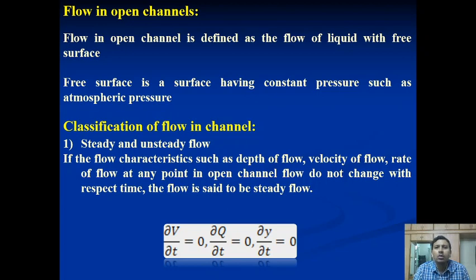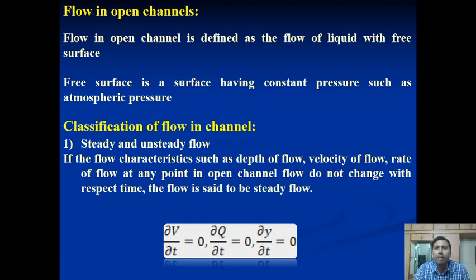We consider open channel flow to mean the flow which has a free surface. Please keep in mind carefully the keywords: it is the free surface. Now what does free surface mean here? So free surface we consider as the surface which has atmospheric pressure.